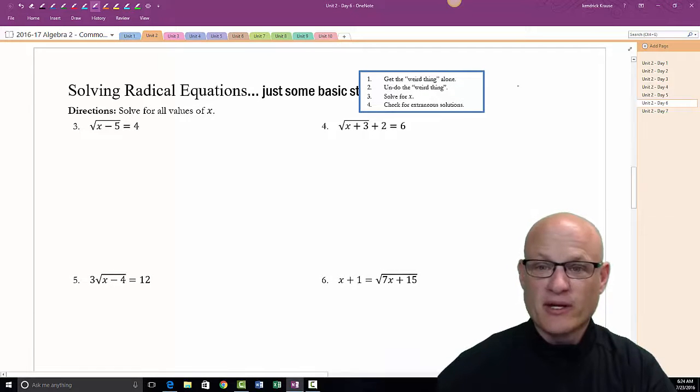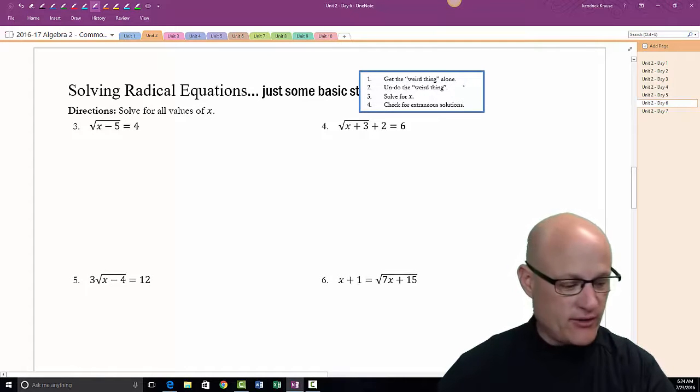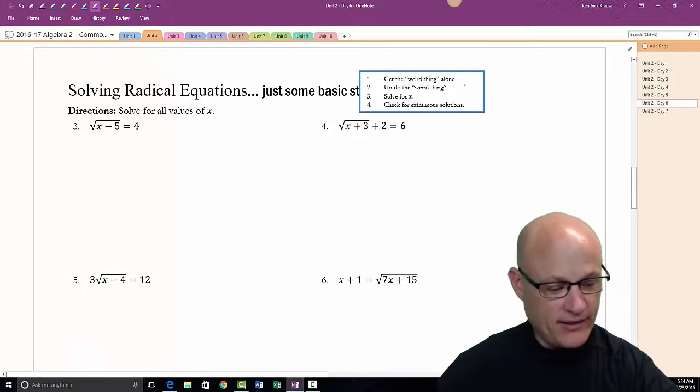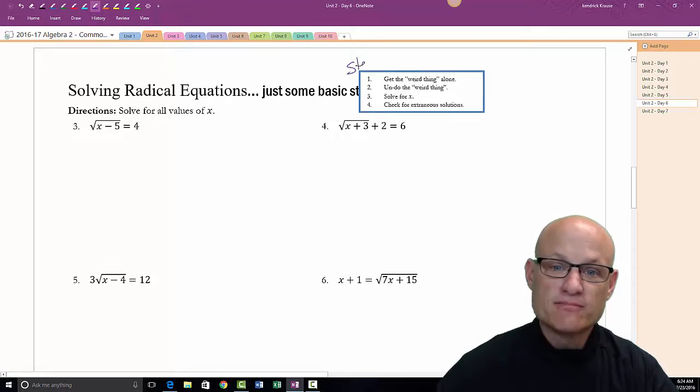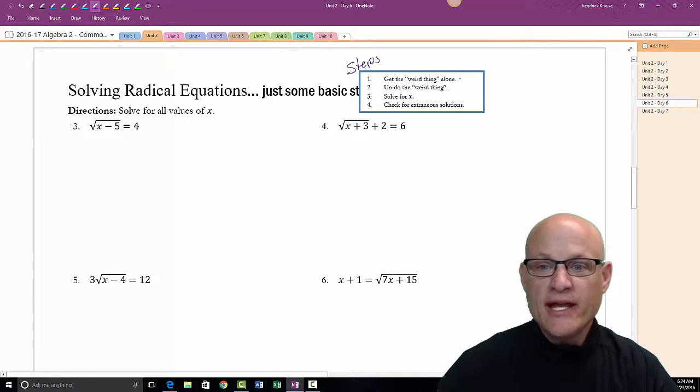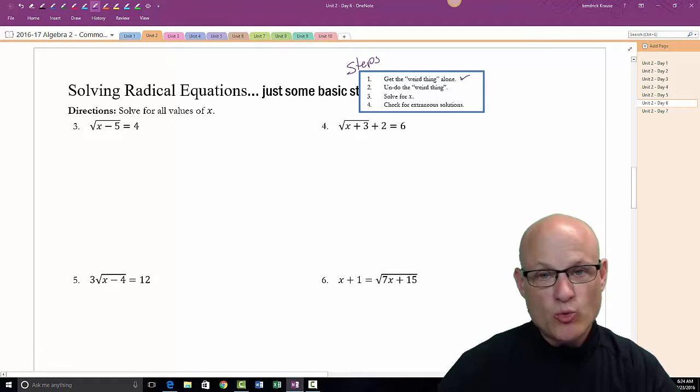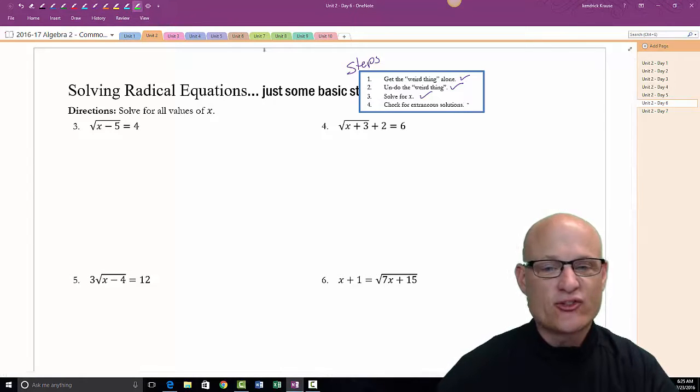We're just going to use that information to solve radical equations. Now, somehow my box here got over things, but this is just steps. All right. Get the weird thing alone will be our first step. You'll start to recognize that's a theme throughout the year. Get the weird thing alone, but we'll be talking about that. Undo the weird thing. However you have to undo it by taking its inverse. Solve for x. Check for extraneous solutions.